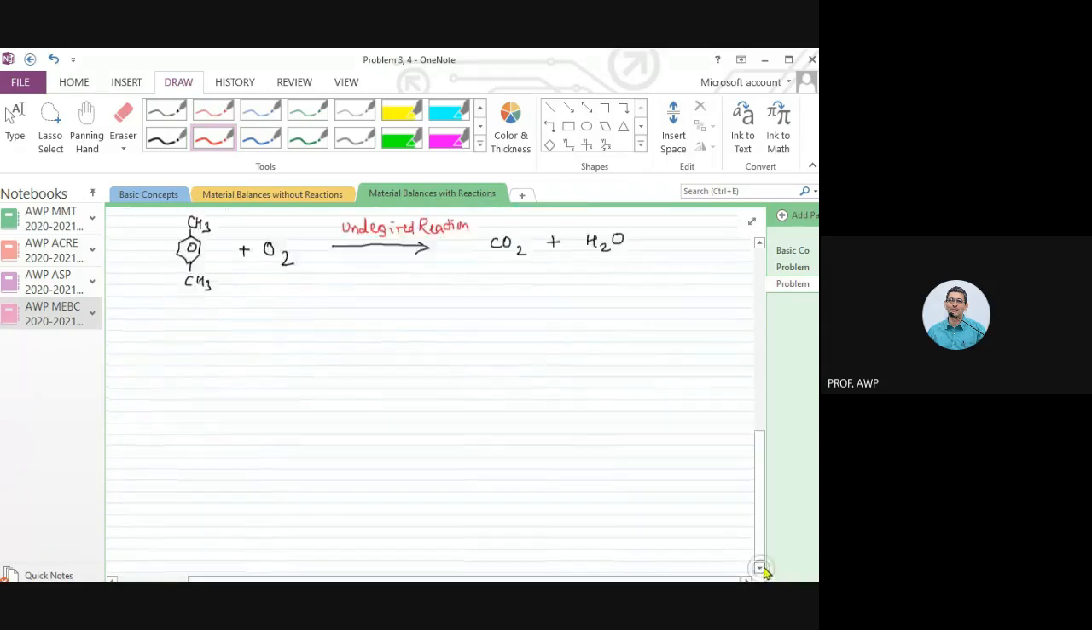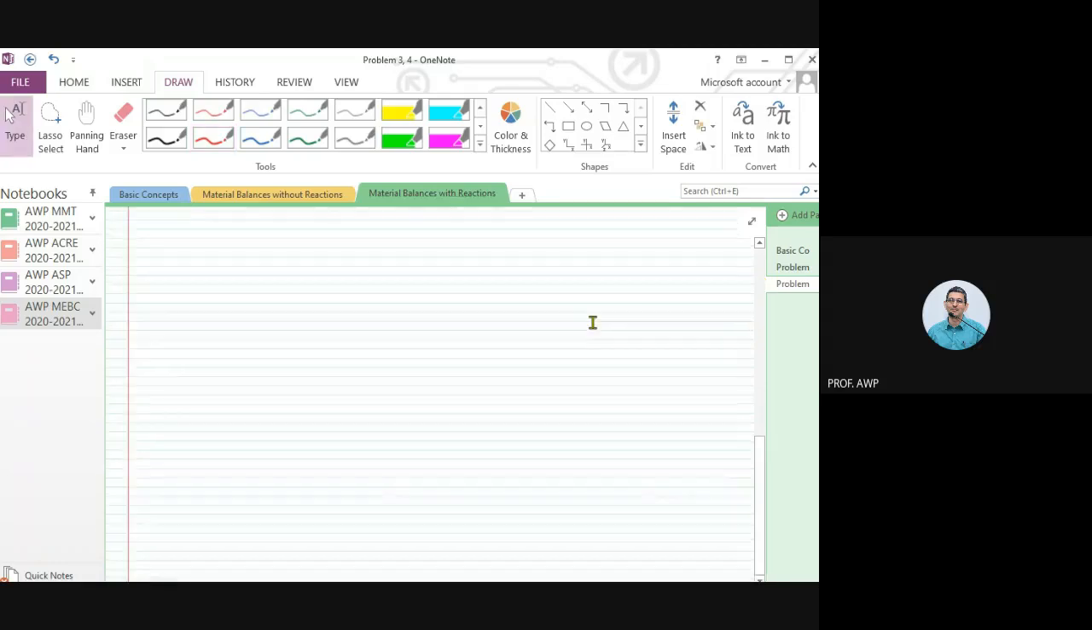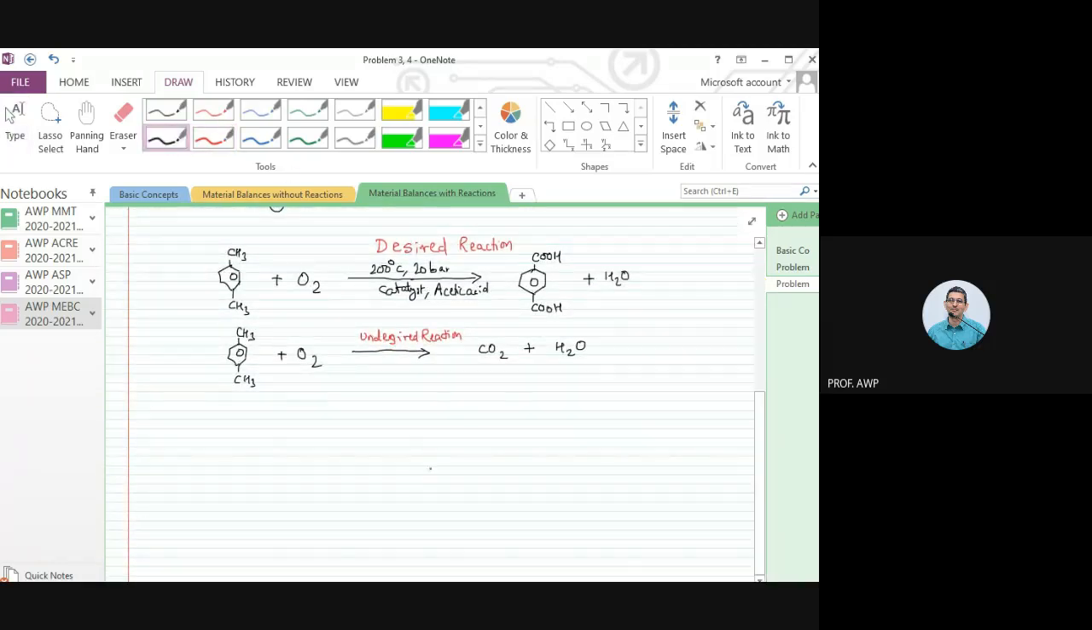Okay, so let me describe the problem. So here is the problem. There is a reactor. This reactor is at high temperature and pressure. We are supplying paraxylene to this reactor. Let me write it as Px for paraxylene. We supply paraxylene at the rate of 20 tons per hour. 20 tons per hour means 20,000 kgs per hour, metric tons.